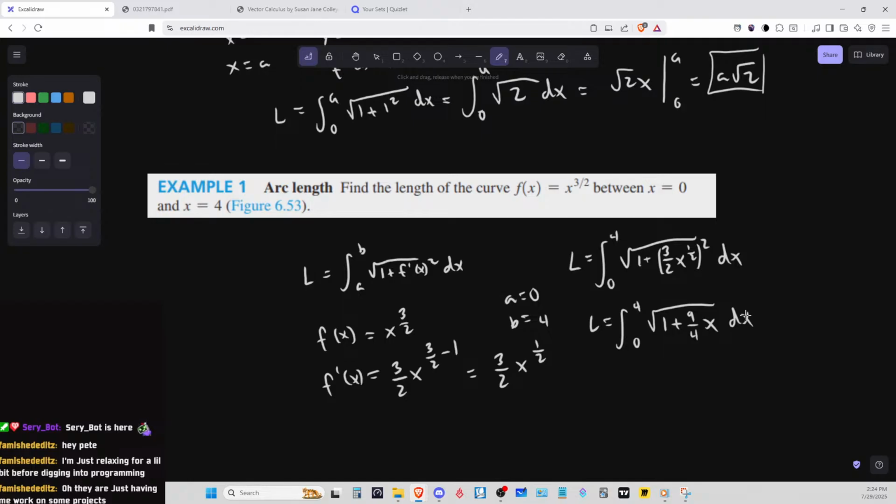Now the difficult part in this case is that we have a square root here. I mean, we could do u substitution. Let's try that. So if it's du dx, we'll be left with this.